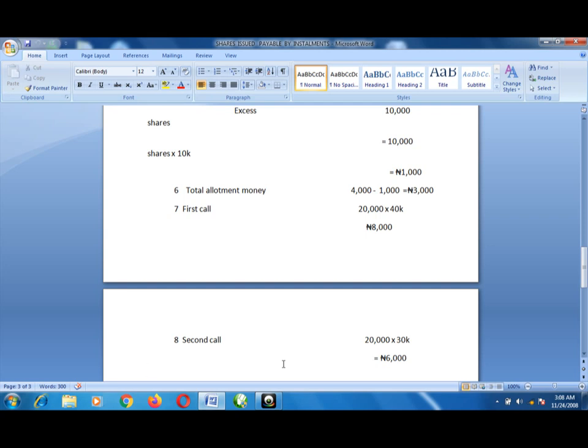After that, you prepare the application account. After the application account, you prepare the allotment account. After the allotment account, you prepare the first call and the second call accounts. And after that, you prepare the ordinary share capital account.